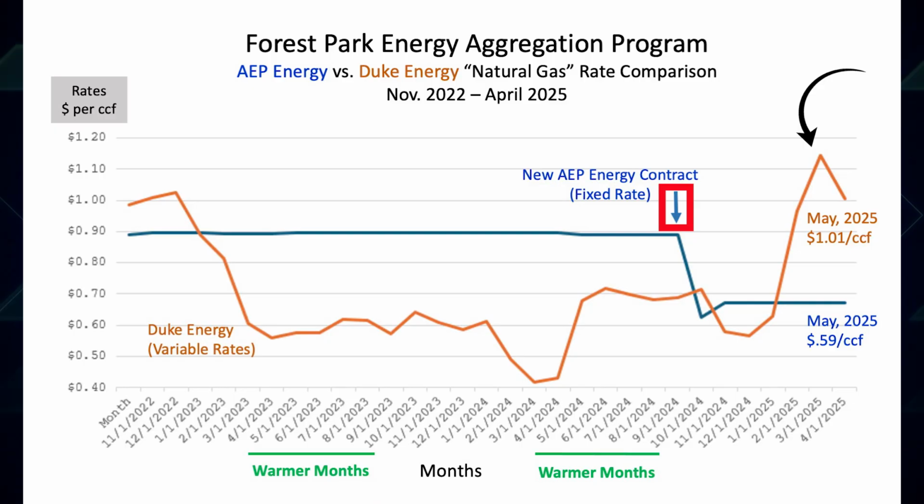Yeah, that almost doubled in 1 month. Oh my goodness, almost, yeah. And then right now they're $1.01 per CCF, and ours is still 58 cents. So you can see that we missed it last year or whatever, but then we kind of caught up a little bit in the current situation.